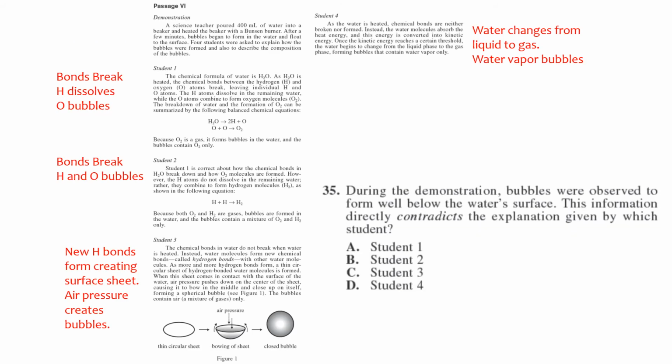During the demonstration, bubbles were observed to form below the water's surface. This information contradicts the explanation given by which student? So that's going to be student 3. That's the one that says there's a sheet formed on the surface and air pressure creates bubbles. If you understand the reading, these questions become decently easy.